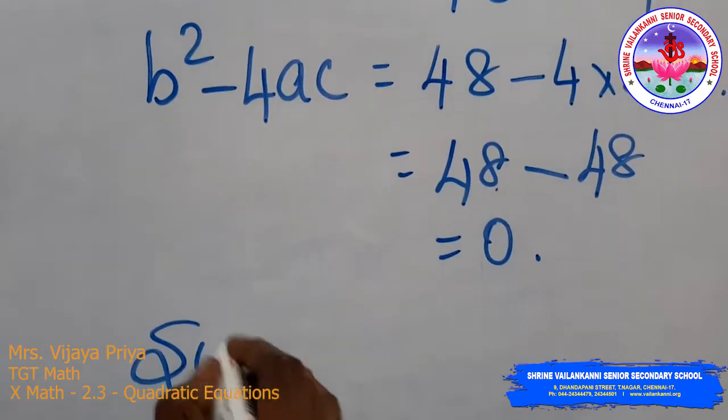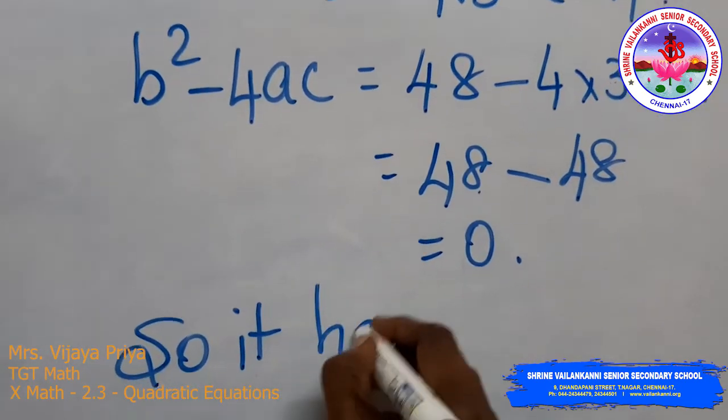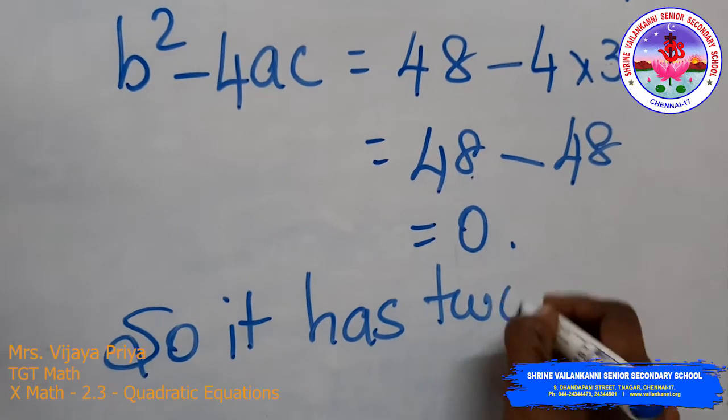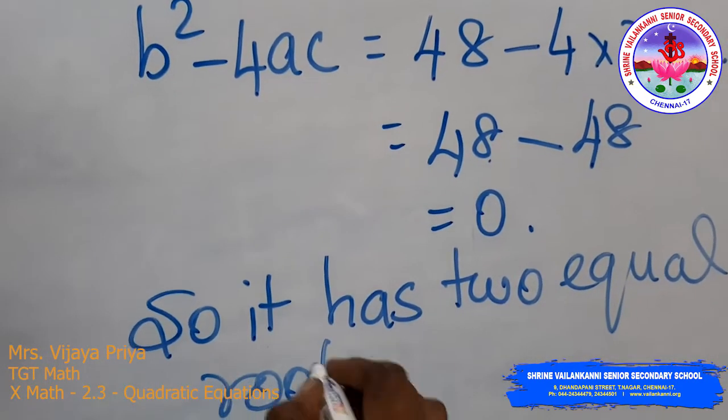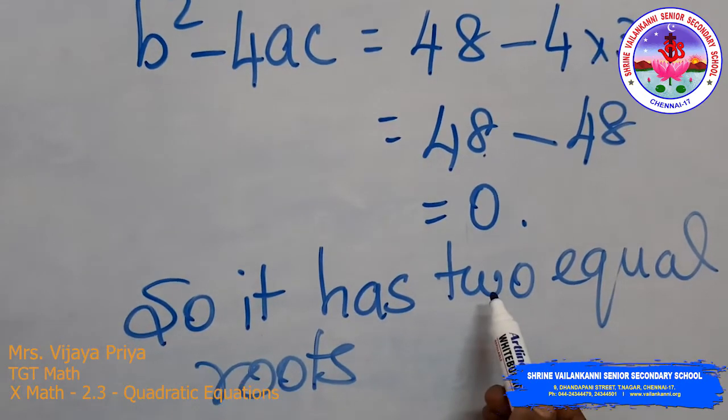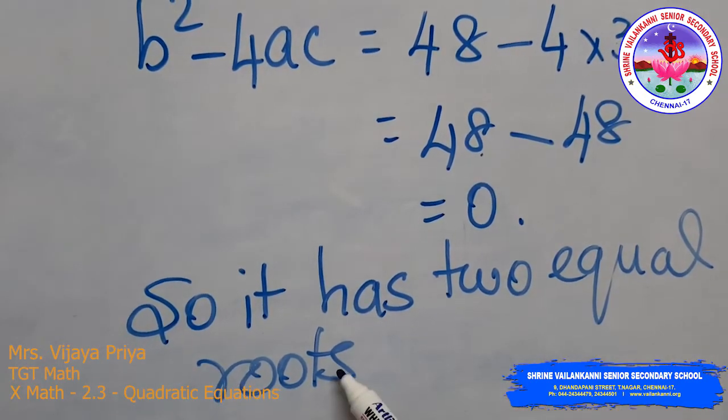So it has two equal roots, which means that x has two values, and both the values are equal.